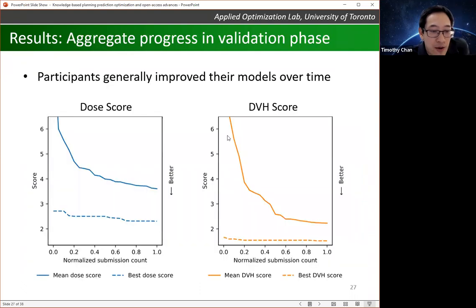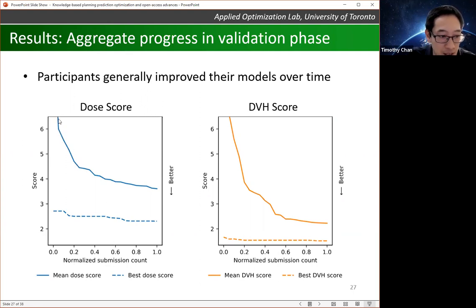Okay, so how did the competition unfold? These plots basically show the improvement in the score, the mean score and then the best score, over time as the competition proceeded. This is normalized by the total number of submissions that we got over the course of the competition.